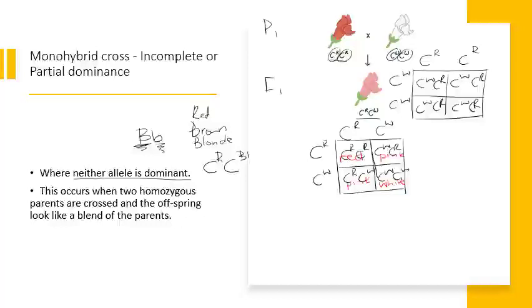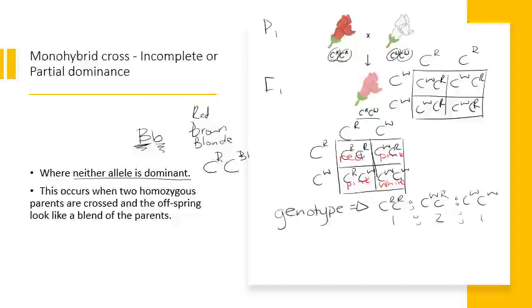So when I'm trying to talk about my genotype, you end up having CRCR is to CWCR is to CWCW, and that is 1 is to 2 is to 1.